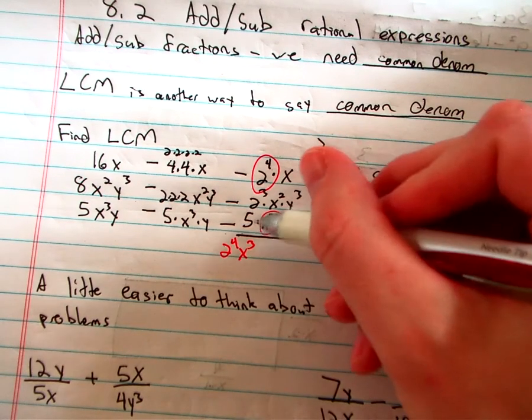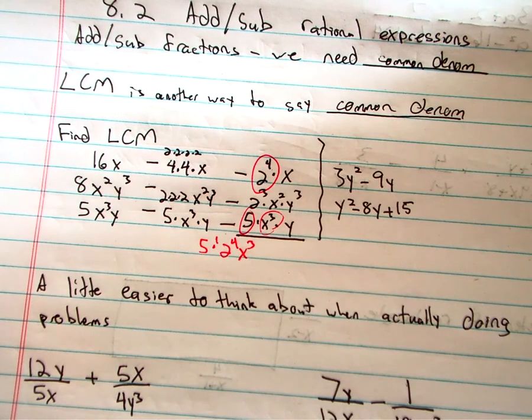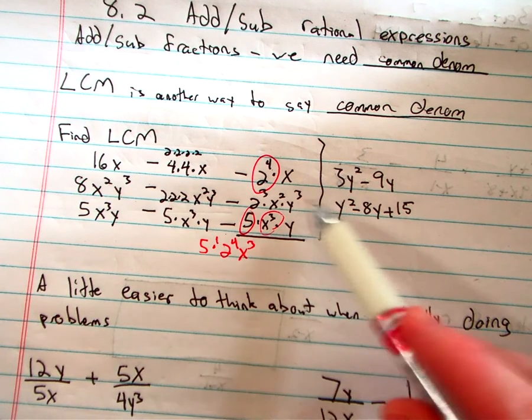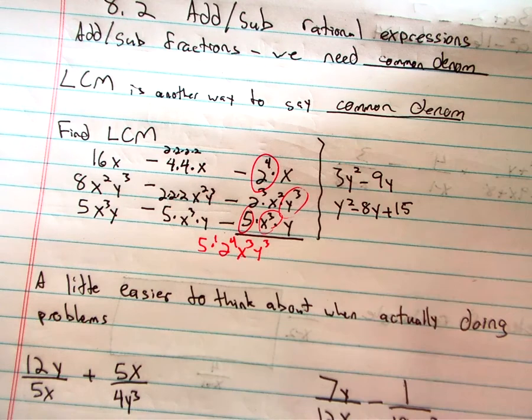Oh, I missed my 5. We'll slide that out in front. 5 to the first. And then y's, y to the third and y to the first. The biggest one is y to the third. So we have 5 to the first, 2 to the fourth, x to the third, y to the third.